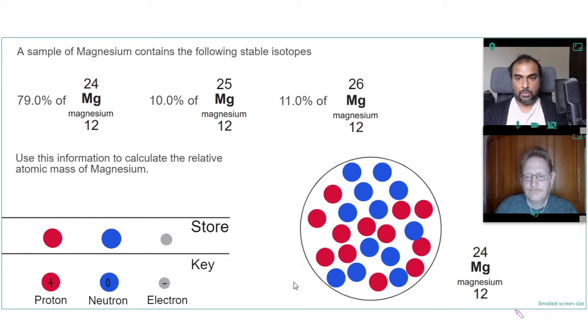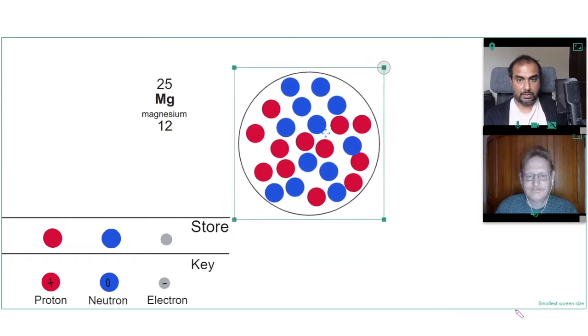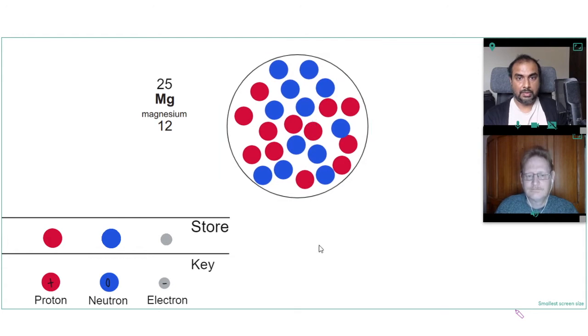Great. So in order to save some time and effort, I will make a copy of magnesium 24. I'll paste that here. Now I know magnesium 25 has one more neutron compared to magnesium 24. That's the only difference. So I'm going to drag that one extra neutron into the nucleus. And there's our magnesium 25. Excellent. So we can see clearly there that isotopes just have different numbers of neutrons. The magnesium 25 having one more neutron than the magnesium 24.